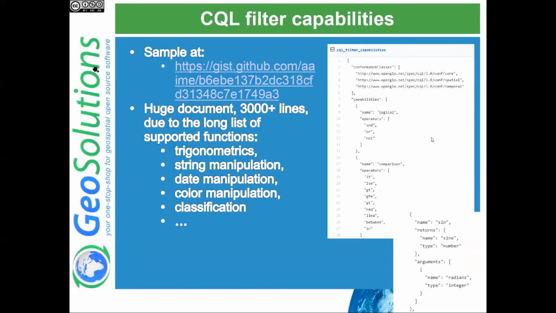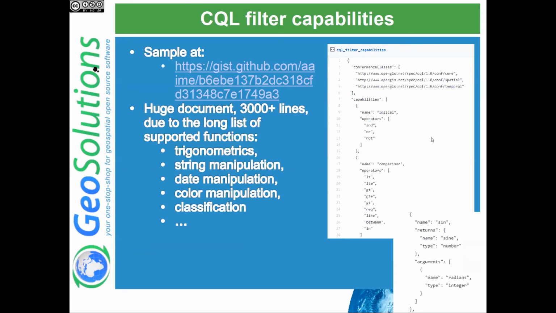I worked on implementing a filter capabilities document, which sits at the root just below the landing page. GeoServer supports, as usual, pretty much everything under the sun. So it has all the capabilities, which are the basic ones for logic, comparisons, spatial, temporal, but the problem is that we also have a few hundred functions that you can use in SQL, and that generates a filter capabilities document that's over 3,000 lines.